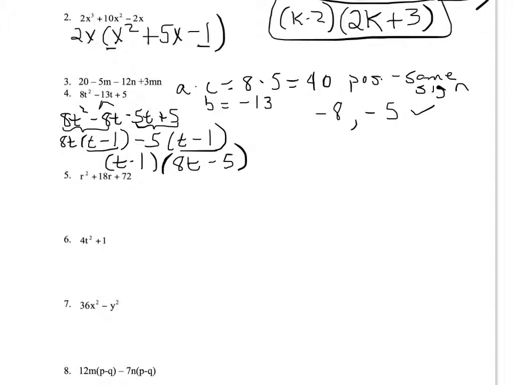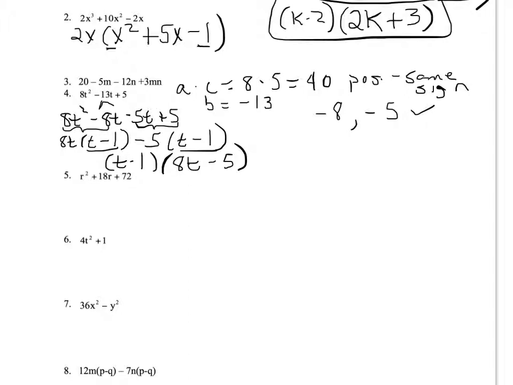Let's look at another example. Let's skip on down to number 6. You have 4t squared plus 1. If I'm looking for a GCF, do I have one other than 1? And the answer is no. That means I'll check to see if this is a difference of squares.